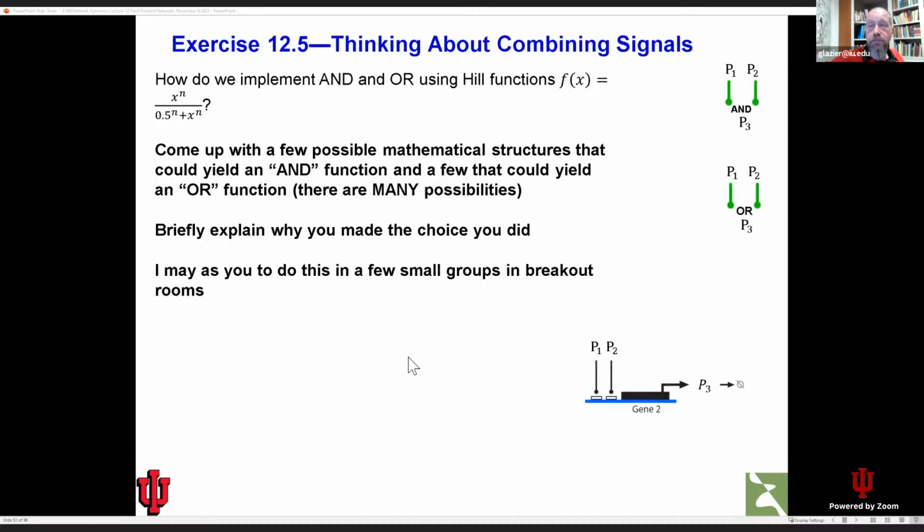So as an exercise, and I think this might be a good one to do with the breakout, and people should do this on a whiteboard, come up with some mathematical form that implements either an AND or an OR. And I guess the problem here is going to be the same thing as before, which is you're not going to be able to see. I mean, I can do it two ways.